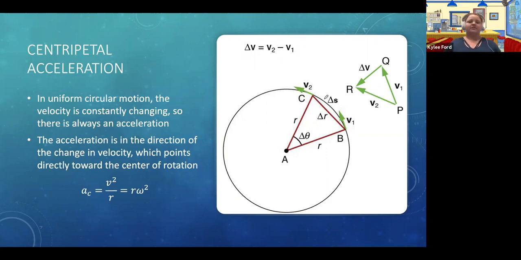I will always have acceleration, right? So if I have a delta V, I will have some acceleration. But if my delta V is 0, that means no acceleration, right? So with this motion, in this uniform circular motion, we will always have some kind of acceleration, and we call that centripetal acceleration. And we want to note that our acceleration is always going to point in the direction of the change in velocity. So what does that mean?